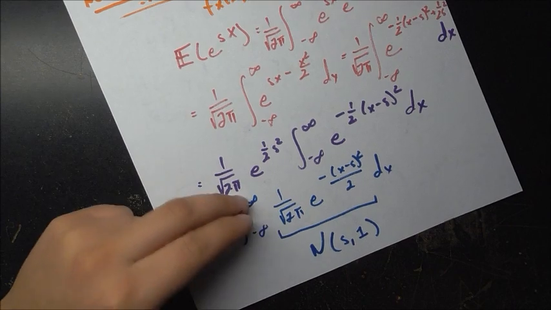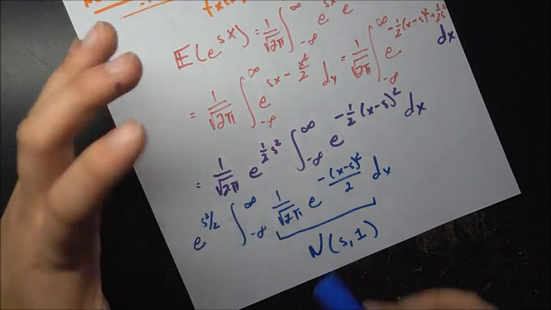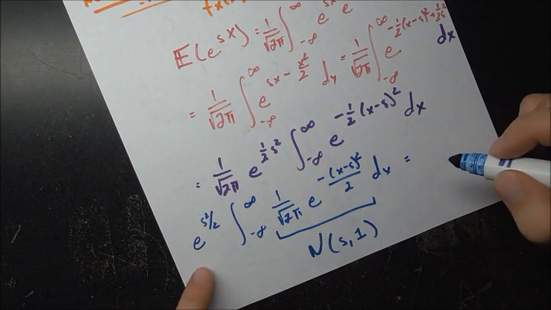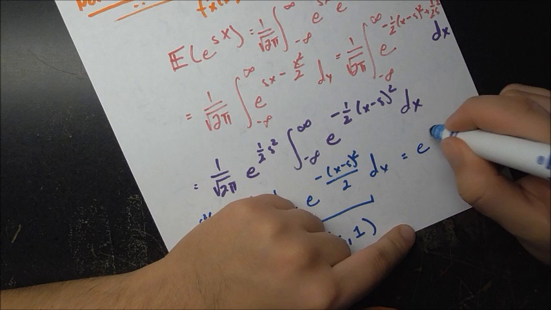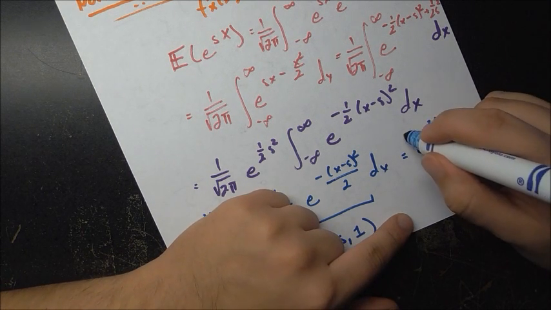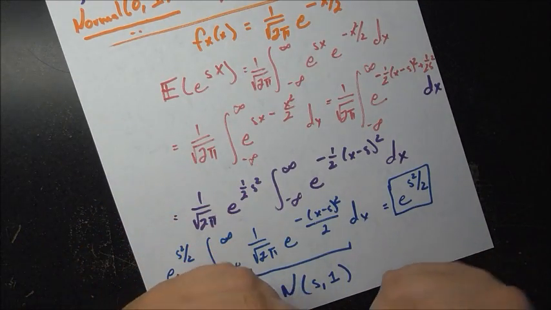And so we're taking it over the whole real line. Since it's a probability density function, it must integrate to 1. So this whole integral must be 1. It's a very easy way to evaluate this integral. So really all we're left with is just this outside term, e to the s squared over 2. So we've successfully found the MGF of a normal 0, 1 random variable, but that's not fully what we wanted.